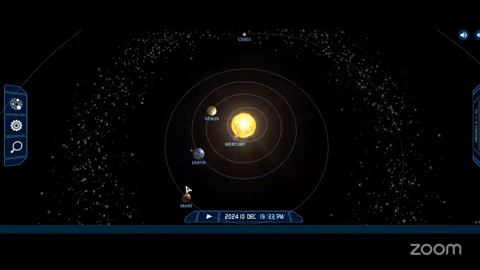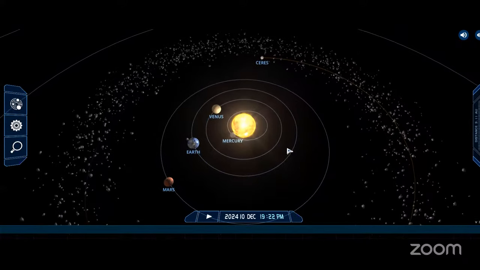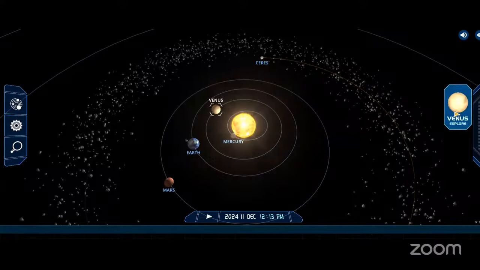Okay. Do we have my solar system model? Okay. So the question was, have any missions gone to Venus? Why don't we go to Venus? Let's go to Venus right now.